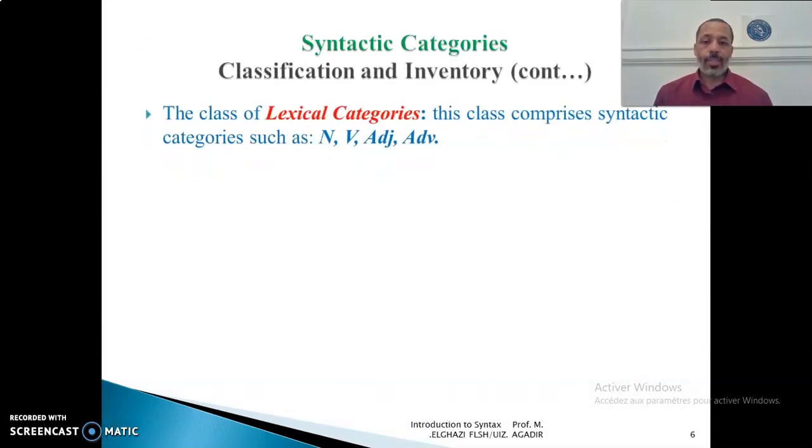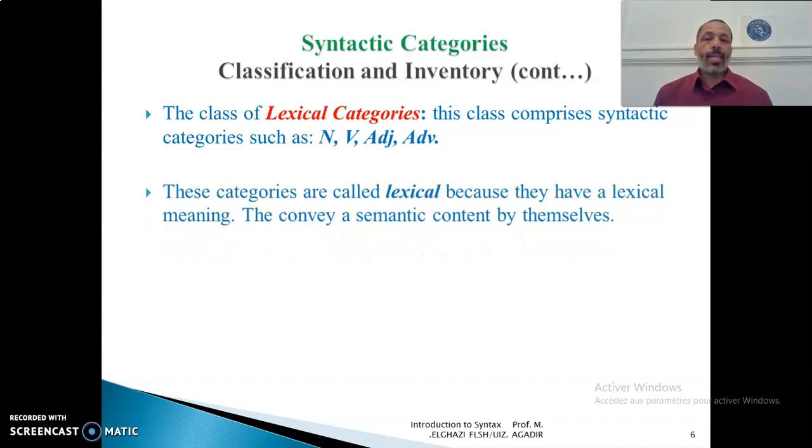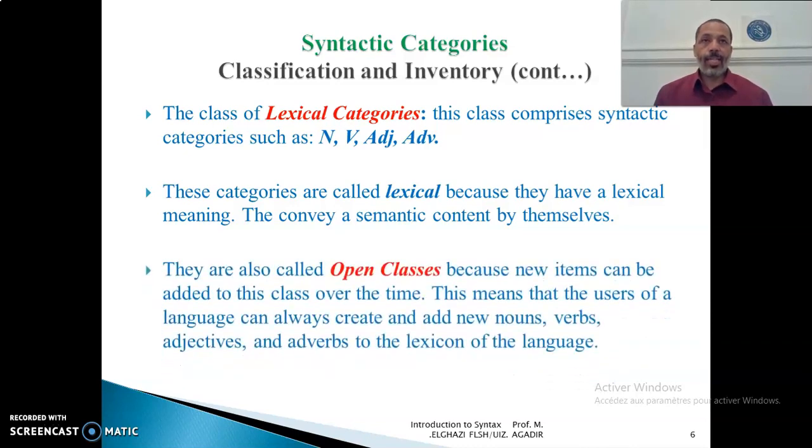So let's take the first one, the class of lexical categories. This class comprises syntactic categories such as nouns, verbs, adjectives, and adverbs. These categories are called lexical because they have a lexical meaning. They convey a semantic content by themselves. If you go to the dictionary, you will find the meaning of verbs and nouns, adjectives, and adverbs.